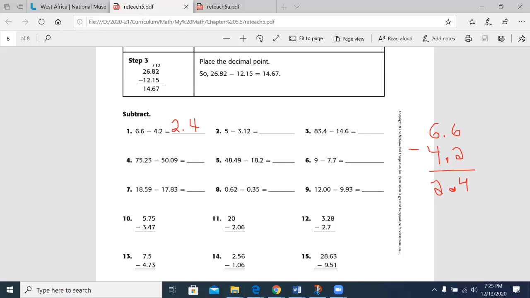Let's do number 5 here. 48.49 minus 18.2. Remember, I'm going to put my decimal point right away, then I don't forget. I'm going to add a 0 here because 18 and 2/10 is the same as 18 and 20 hundredths. And now I subtract. 9 minus 0 is 9. 4 minus 2 is 2. 8 minus 8 is 0. 4 minus 1 is 3. So my answer is 30.29.